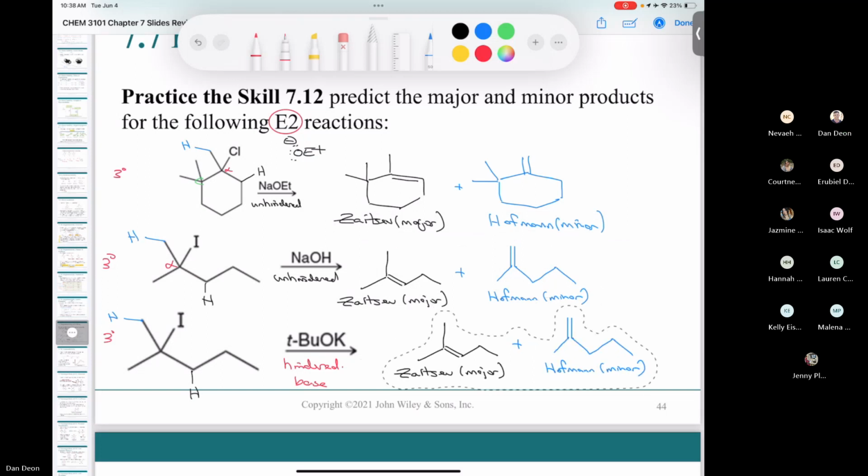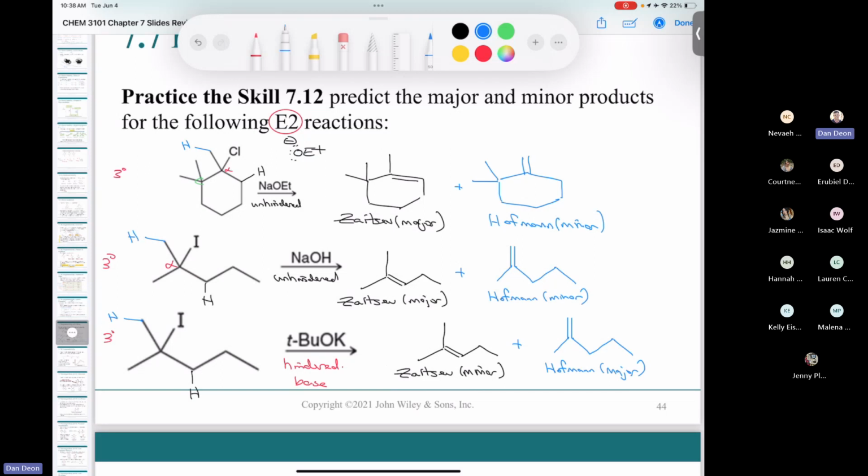But now the major and minor are going to be different, right? The Zaitsev will be the minor and the Hofmann will be the major. So this will be our minor product and the Hofmann will be the major because we have a hindered base, right? A hindered base is going to give you the less substituted alkene, whereas an unhindered base is going to give you the more substituted, which we call the Zaitsev.